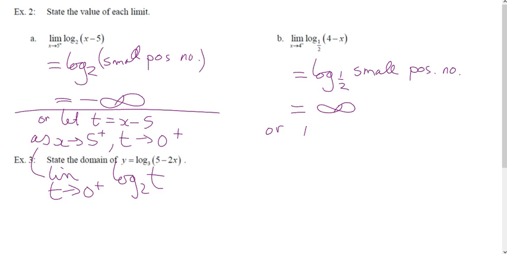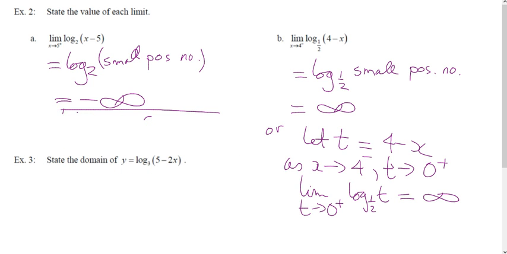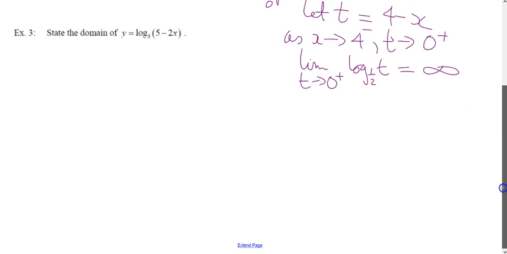Or, same deal. Let t equal 4 minus x. As x approaches 4 from the left, then t approaches 0 from the right. That's going to be the small positive. So we can say the limit as t approaches 0 from the right of log base 1/2 of t is equal to infinity. Either way, whatever speaks to you.